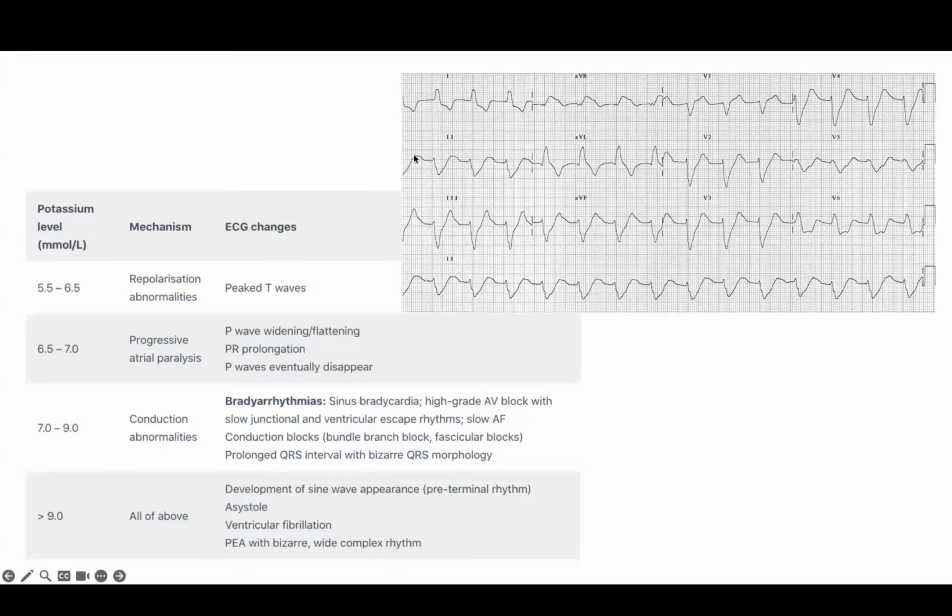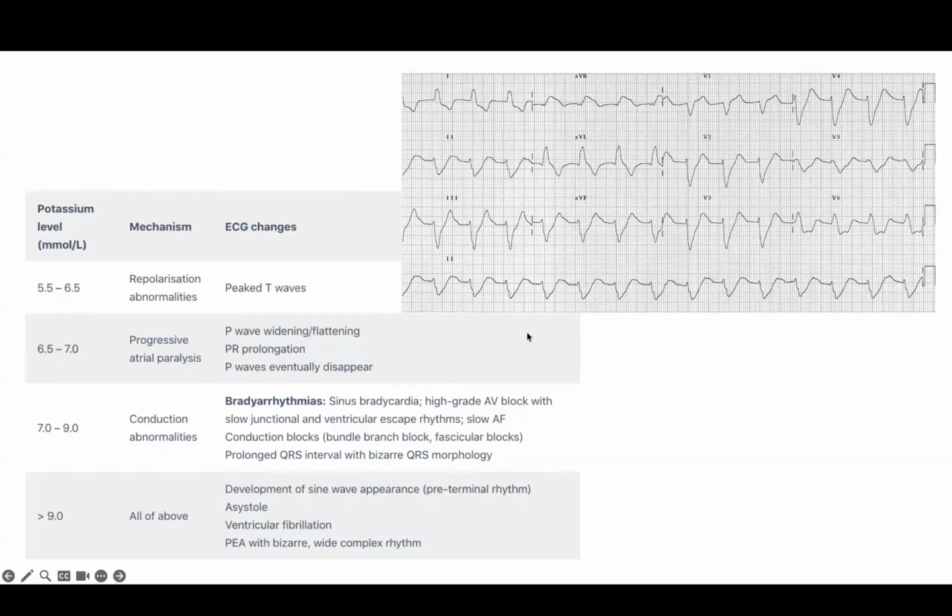So the important thing in the exam, you need to know about these potassium levels and the associated ECG changes that can occur. That is very, very important. That needs to be memorized before the exams. For 5.5 to 6.5, you will have peaked T waves. 6.5 to 7, you will have P wave widening or flattening. Then you have PR prolongation and P waves eventually disappear. Then 7 to 9, you will have bradyarrhythmias. Then more than 9, you will develop this sine wave appearance.